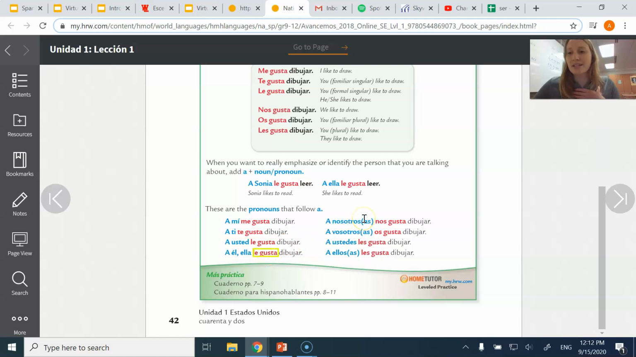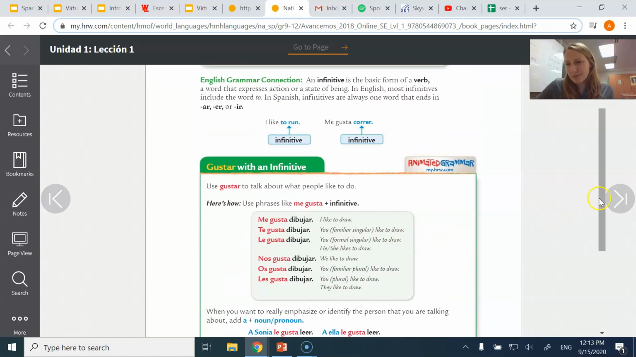Then we have talking about us or we, a nosotros or nosotras. Sorry, my classroom lights go out every once in a while. I have to move around. A nosotras nos gusta dibujar. A vosotros or vosotras, if it's all female, os gusta dibujar. Remember that is in Spain only. And then a ustedes or a ellos les gusta dibujar. So that is how we do those.